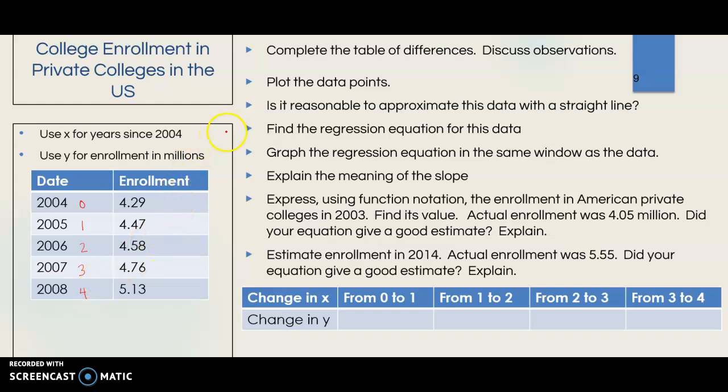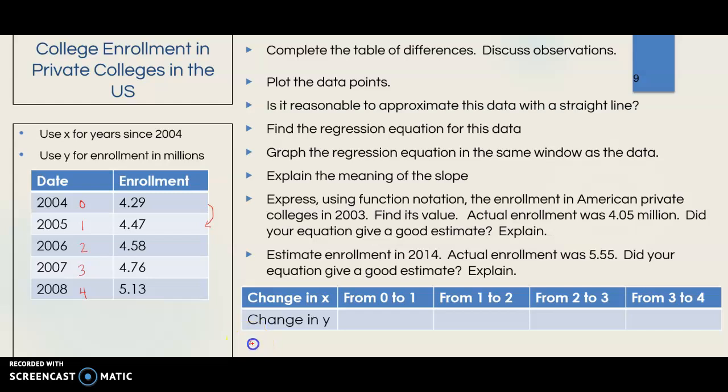So we look at what we're supposed to do with this data, and it asks us first to complete the table of differences and then discuss observations. Down here at the bottom of our screen, we have the table of differences, and we see that the X goes from 0 to 1, and we already labeled our data, so we know that's this first year. So we want to know what is the change here in the Y value.